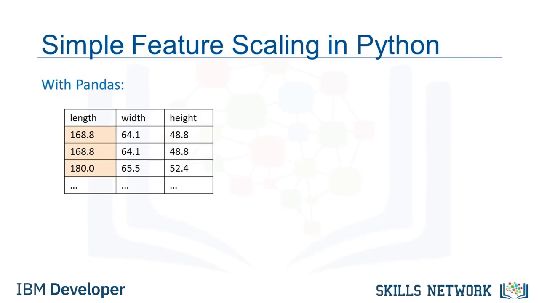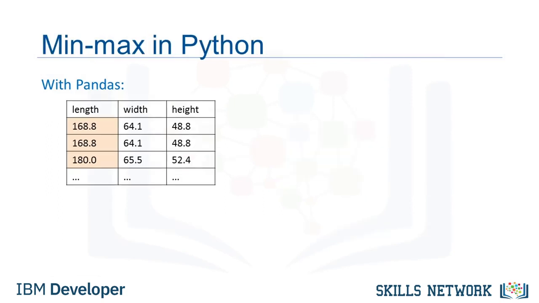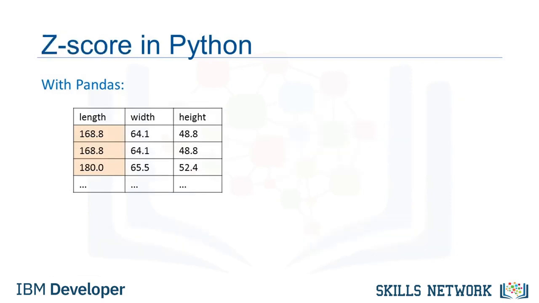Following our earlier example, we can apply the normalization method on the length feature. First, we use the simple feature scaling method, where we divide it by the maximum value in the feature. Using the pandas method max, this can be done in just one line of code. Here's the min-max method on the length feature. We subtract each value by the minimum of that column, then divide it by the range of that column, the max minus the min. Finally, we apply the z-score method on length feature to normalize the values.